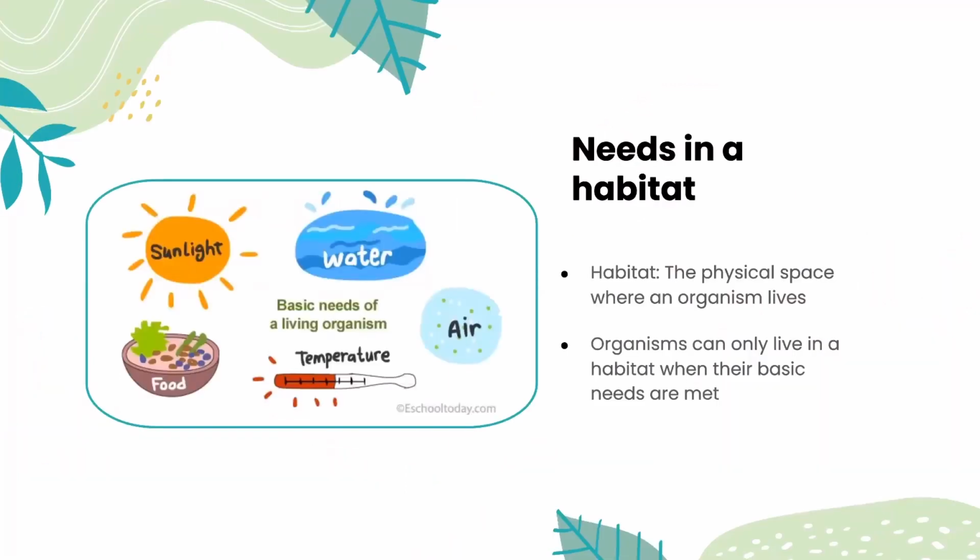So an organism is a thing that lives, right? Wherever a thing lives is called a habitat. So it's a physical space where an organism lives. Like fish live in water, so water is the habitat and the fish is the organism. Organisms can only live in a habitat when their basic needs are met. We're going to go over what those basic needs are, but every organism has a different habitat that they have adapted to living in over thousands of years.